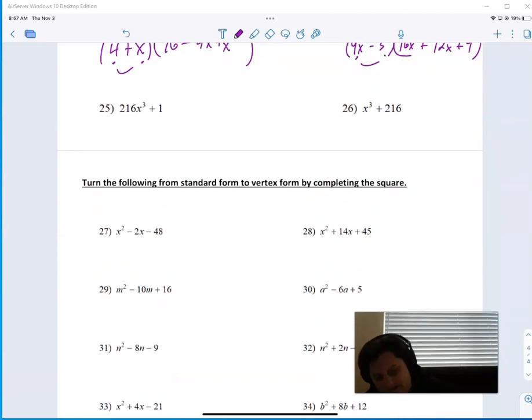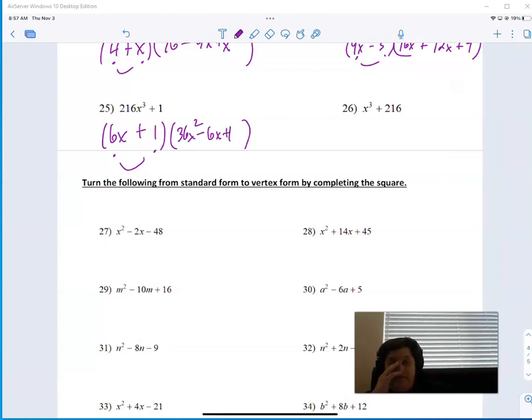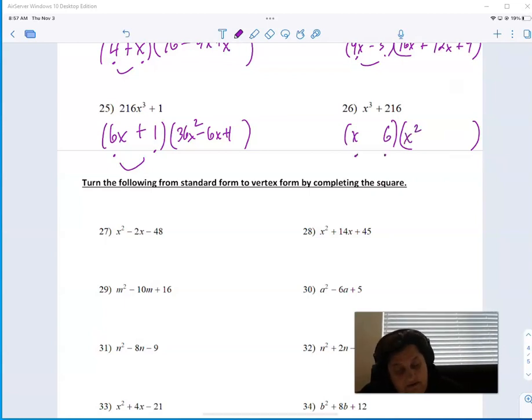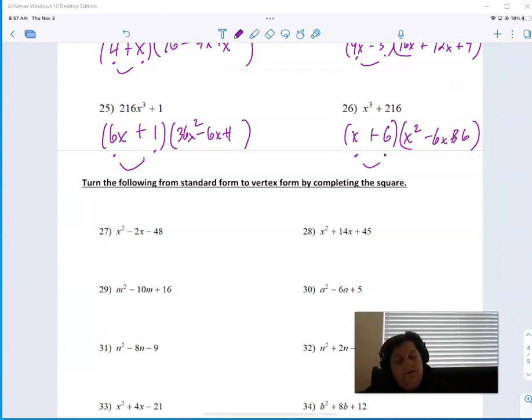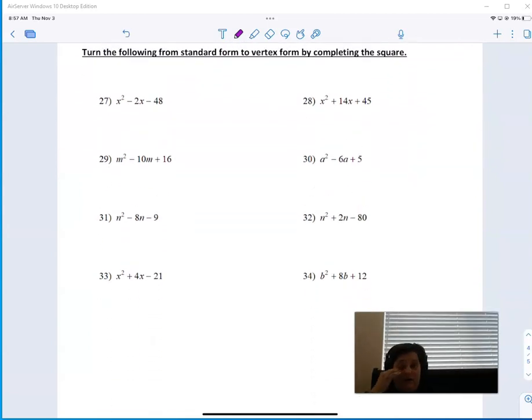Okay? 216 is 6 cubed. So that's 30. 1 squared is 1. Join them together. And then it's opposite. x squared. The last one is 36. Join together is 6x. Same. Okay?